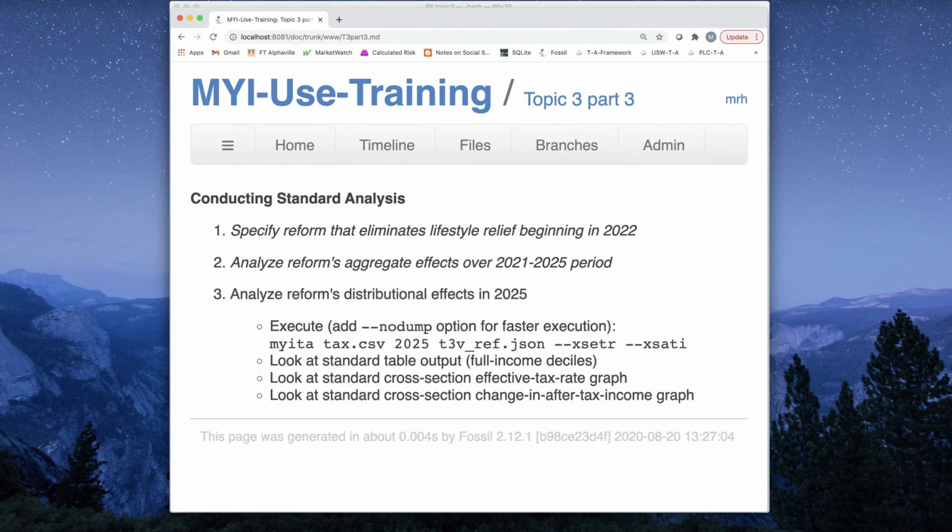So what we're going to do is introduce some new options to get the model to write some output that will allow us to graph some really interesting cross-sectional graphs. We're going to look at effective tax rates across the income distribution. And we're also going to look across the income distribution in the percentage change in after-tax income. So this is full income minus the personal income tax liability.